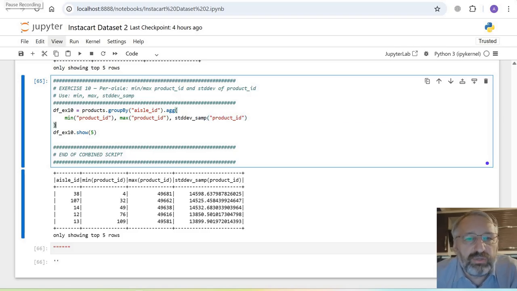Okay, I will continue aggregation functions in the next exercise, in the next video, where the dataset is more sensible for demonstrating aggregations.